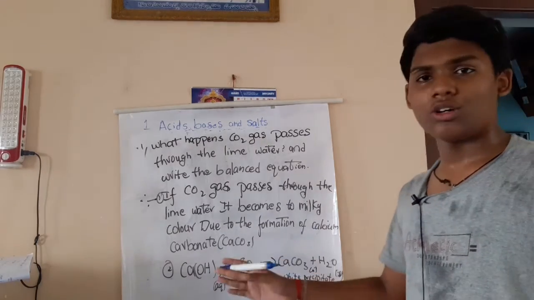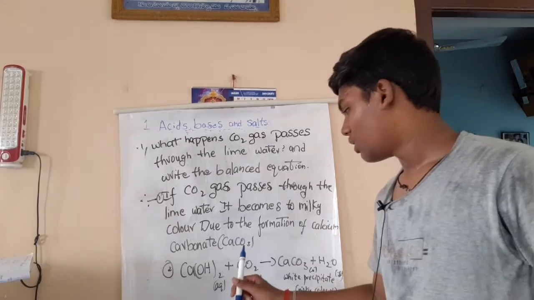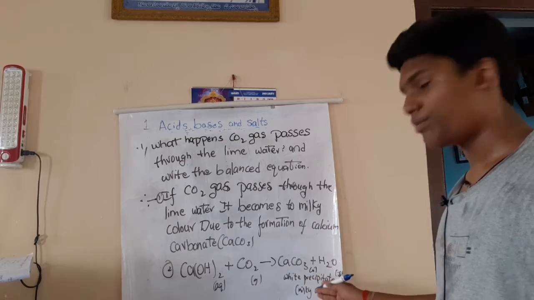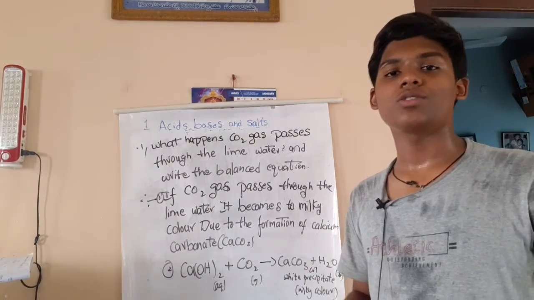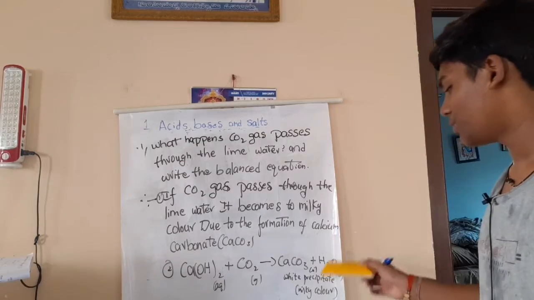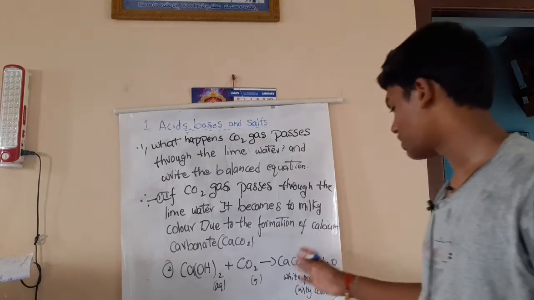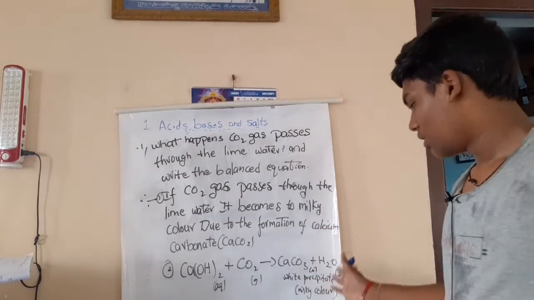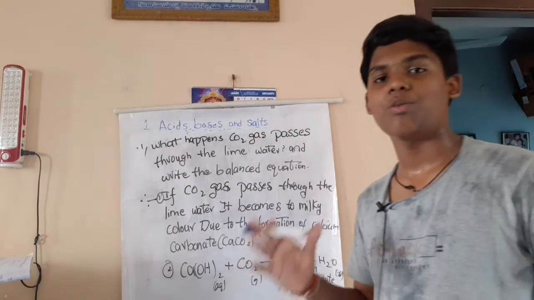Calcium carbonate is insoluble in water. Calcium hydroxide reacts with carbon dioxide to form calcium carbonate, a white precipitate. What is meant by precipitate? An insoluble solid formed in a solution is called a precipitate. Calcium carbonate is insoluble in water, so it is a white precipitate, milky color, and water is formed. This is our first and very important question.